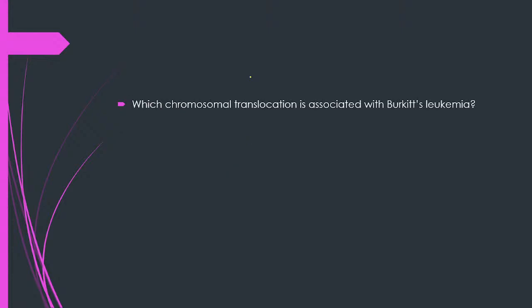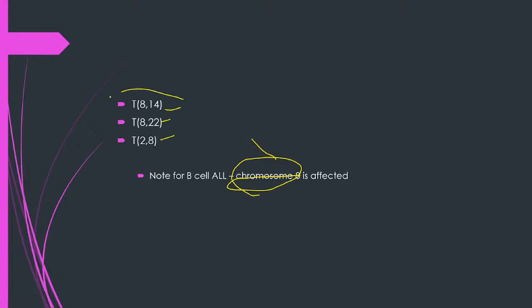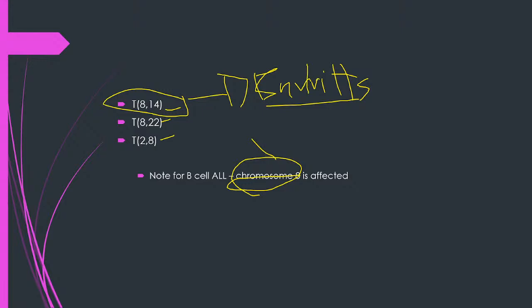All right. Which chromosomal translocation is associated with Burkitt's lymphoma? It's T814 or translocation 814. All right. So this one is associated with Burkitt's lymphoma or Burkitt's leukemia. Can I use them interchangeably? Actually, yes, because they can overlap each other, and eventually someone with Burkitt's leukemia will develop Burkitt's lymphoma if left untreated. Okay?